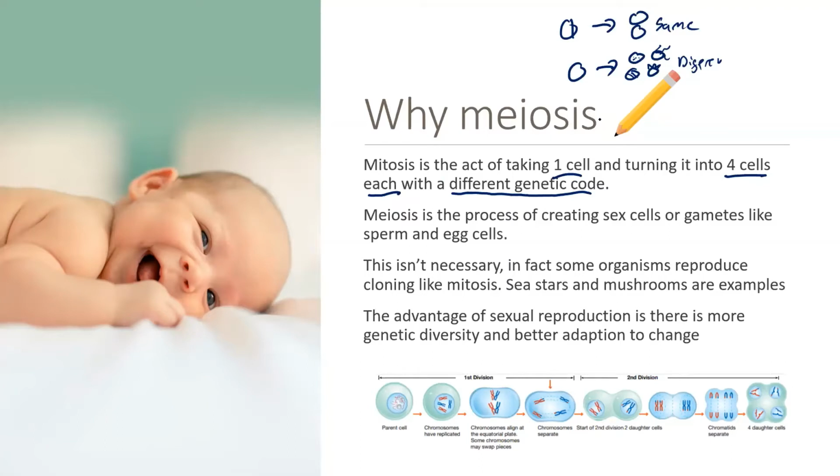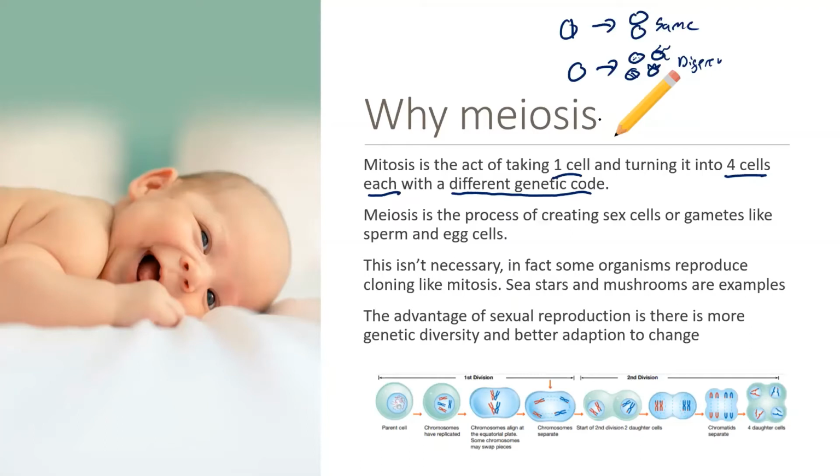This process isn't necessary. In fact, some organisms reproduce using just cloning, using mitosis. Sea stars and some mushrooms are an example of that. What they do is they just go, right, I'm going to copy myself, and they make a brand new copy of itself, and then that other copy just goes on. And so you might have a population of sea stars or starfish that are all clones of each other. So why do we bother going through sexual reproduction if we could just clone ourselves?